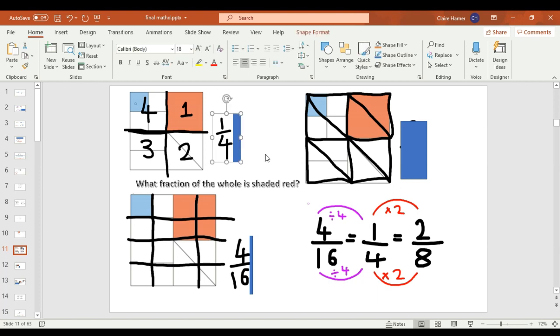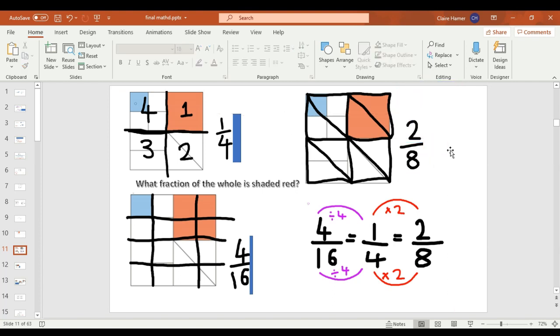Okay? But I also thought, well, actually, you could think about it like this. So you could have 1, 2, 3, 4, 5, 6, 7, 8. You could say that the denominator is 8 and that 2 parts are shaded. So actually, you could say that 1/4 is shaded red, or 2/8 is shaded red, or down here, 4/16 is shaded red. As long as all of the parts are equal, then it's fine.